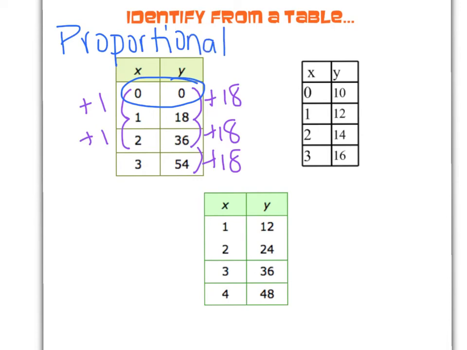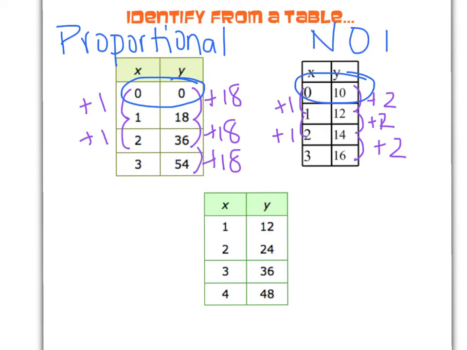The second table. Look to see, is it linear? Going up by 1s in the x. The y's also going up at a constant rate of 2. So I have a slope of 2, making it linear. And let's look at the y-intercept. Here it is, 0, 10. So it does not go through 0, 0, which means that this one is not a proportional relationship.